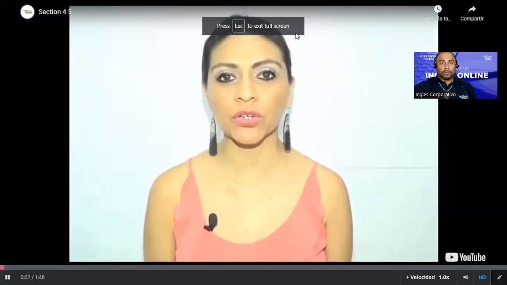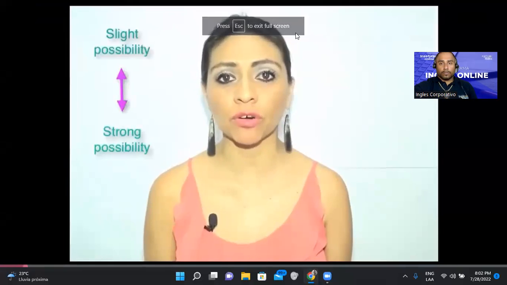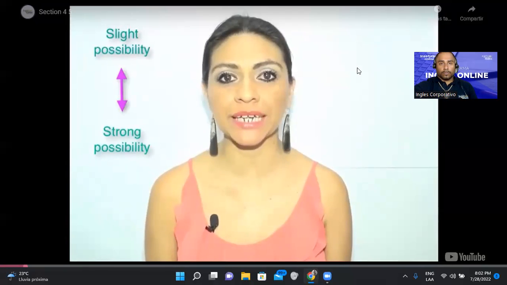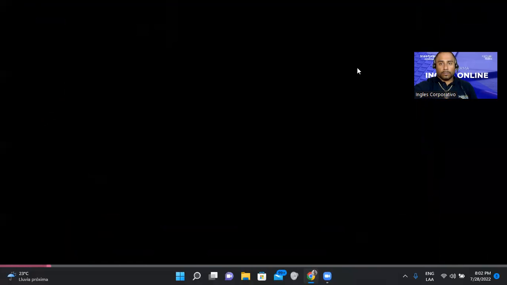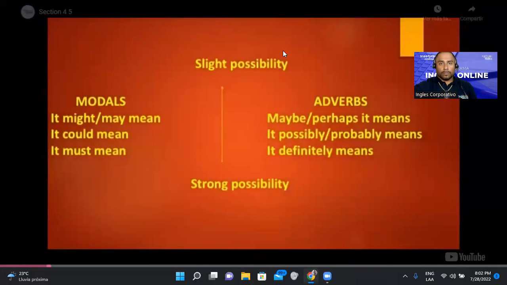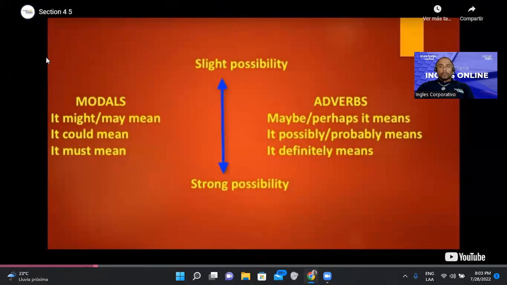Ready? Let's talk about modals and adverbs. Notice they both go from a slight possibility to a strong possibility. Let's look at this small diagram to illustrate what we mentioned in the intro video. Modals and adverbs go from slight possibility to strong possibility. Modals: it might mean, it may mean, it could mean, it must mean. Adverbs: maybe it means, perhaps it means, it possibly means, it probably means, it definitely means.